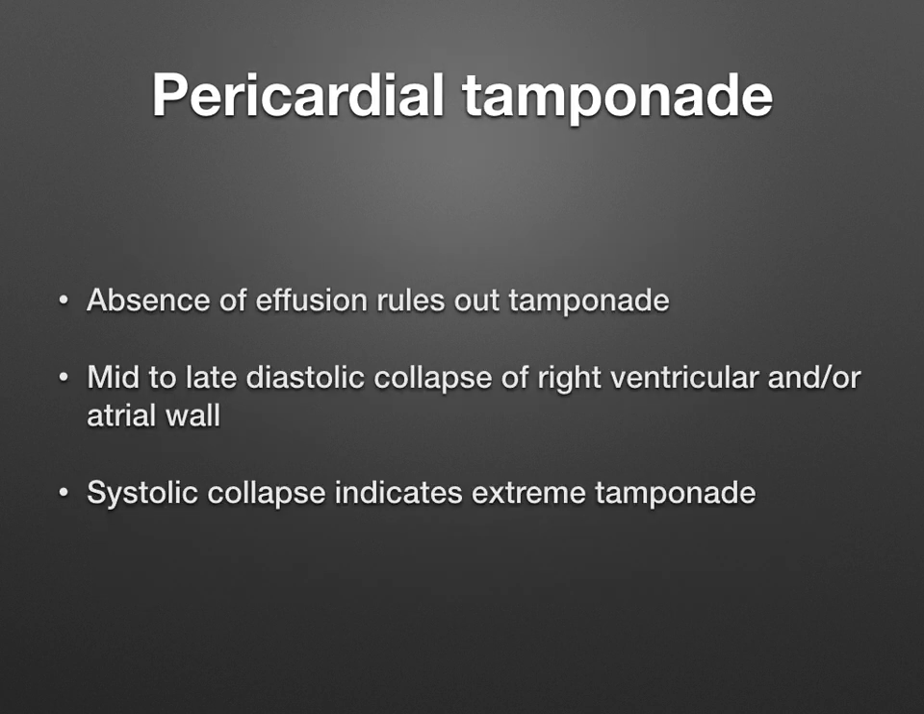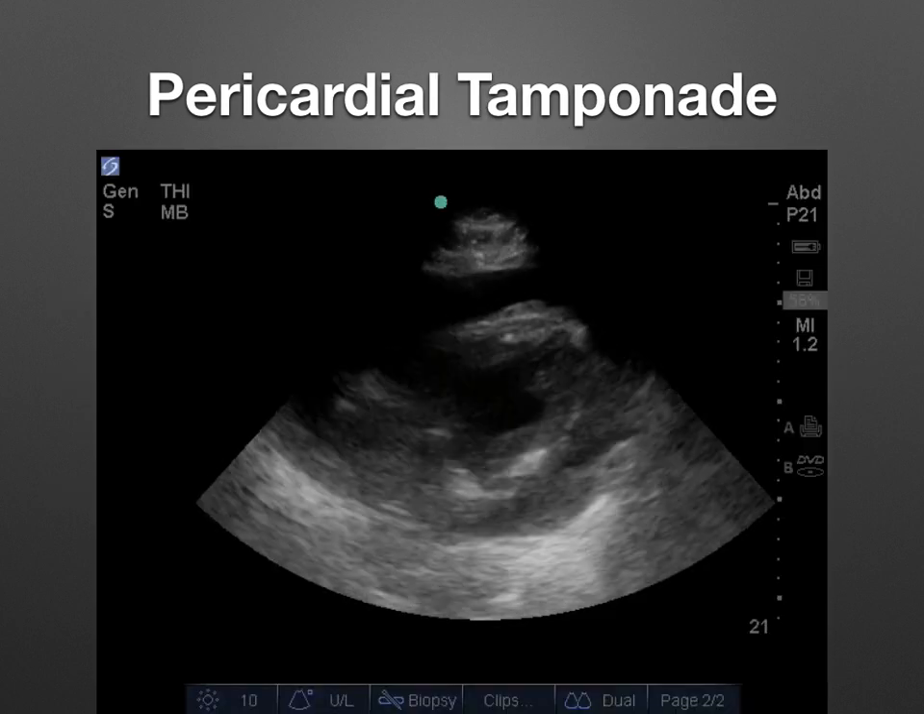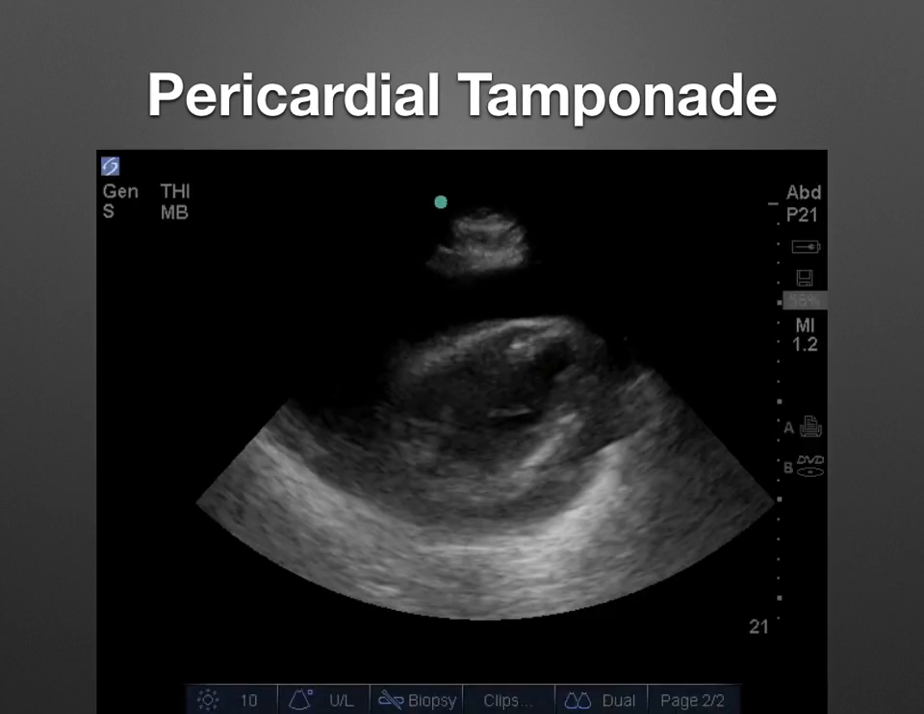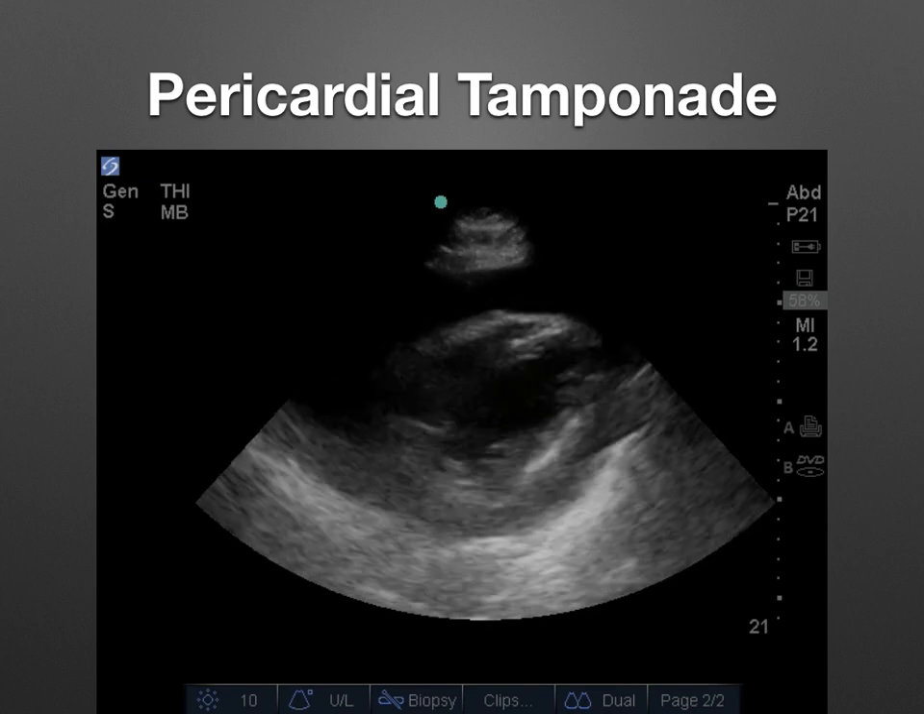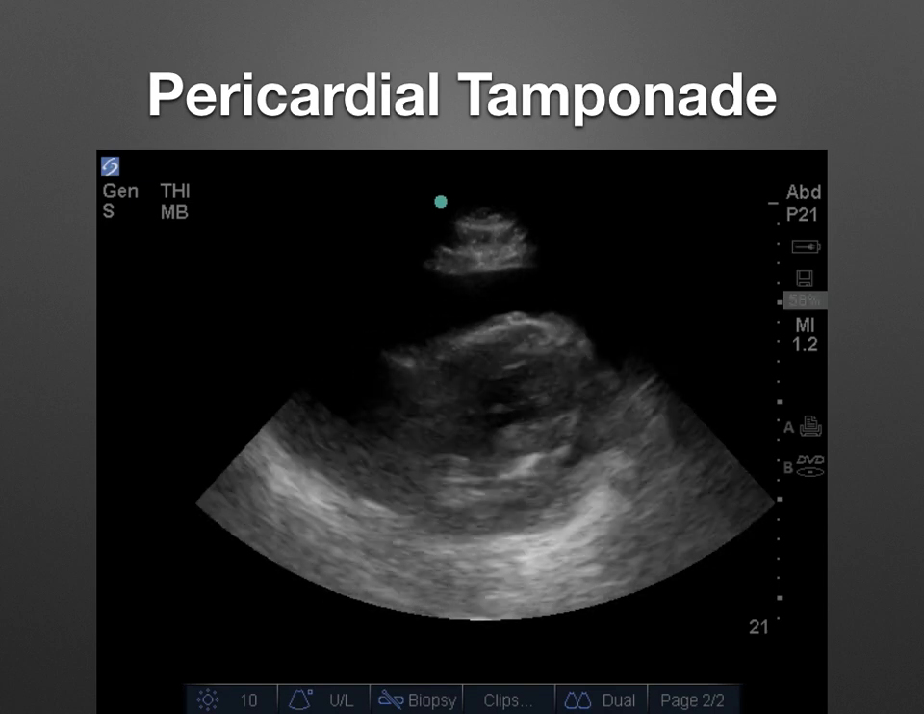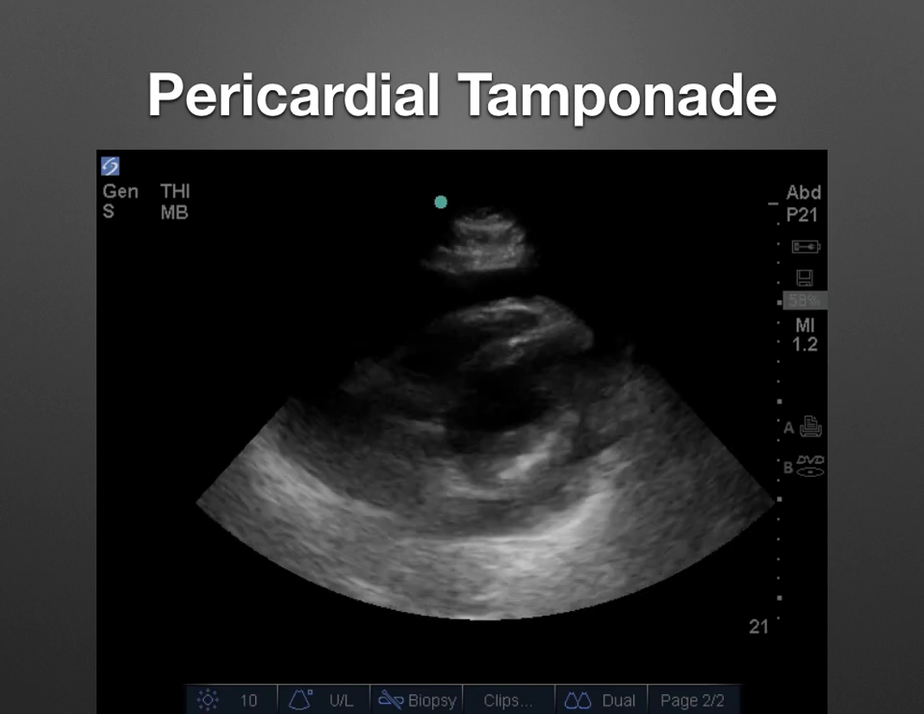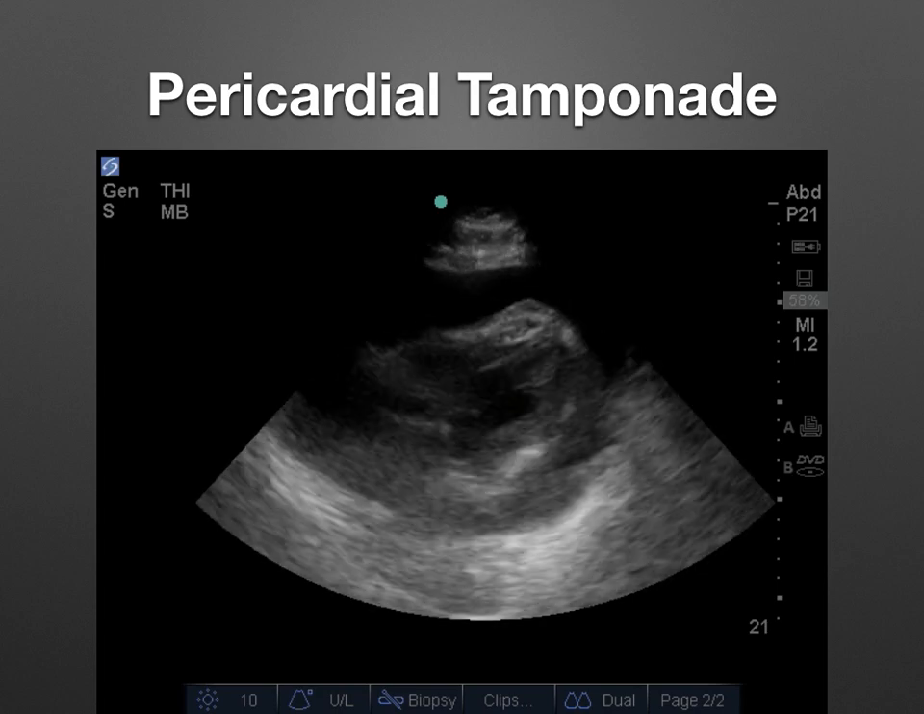I want to talk a little bit about pericardial tamponade and point out the most obvious thing about it, which is that the absence of an effusion rules out tamponade. Tamponade is mid to late diastolic collapse of the right ventricular and/or the atrial wall. Systolic collapse indicates very extreme tamponade. Here's what tamponade looks like on echo. This is a parasternal long axis view, and you can see the right ventricular wall and a little bit of the left ventricular wall collapsing during diastole.